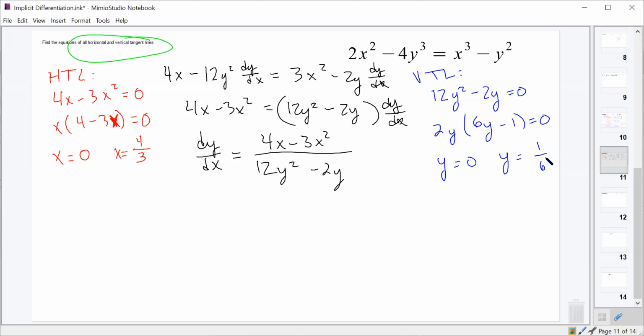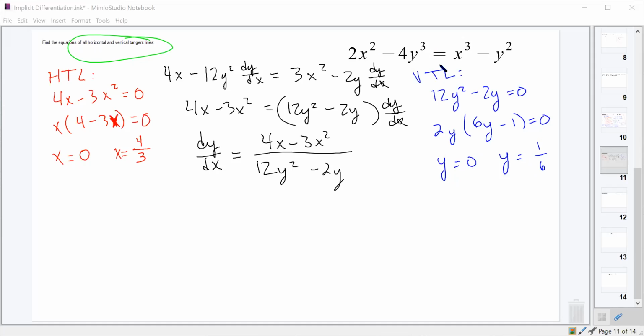Great. So now what we need to do is figure out what y values we get if we plug in 0 for x, and what y values we get if we plug in 4/3. And then we need to figure out what x values we get if we plug in y equals 0, and what x values we get if we plug in 1/6.